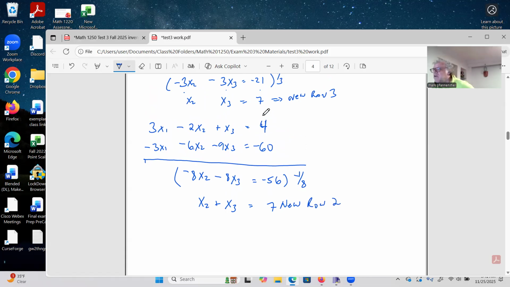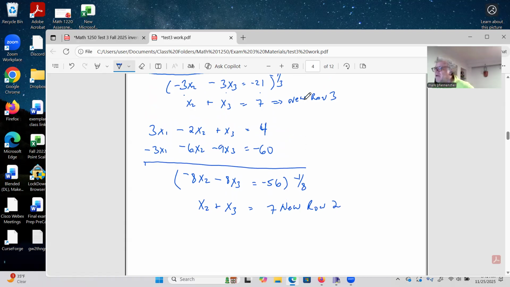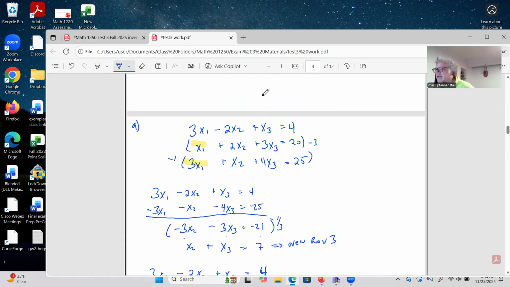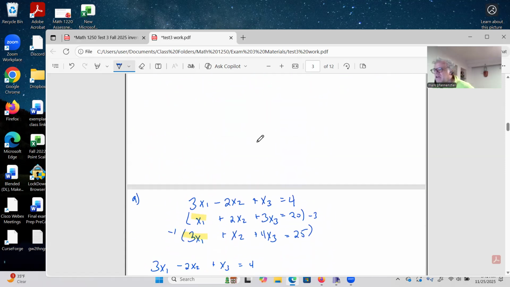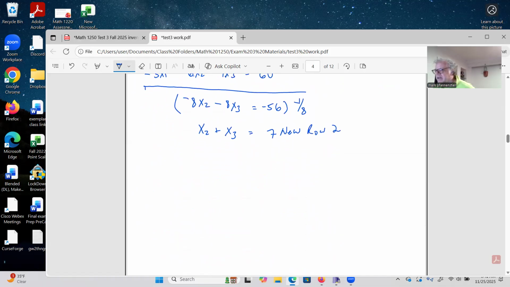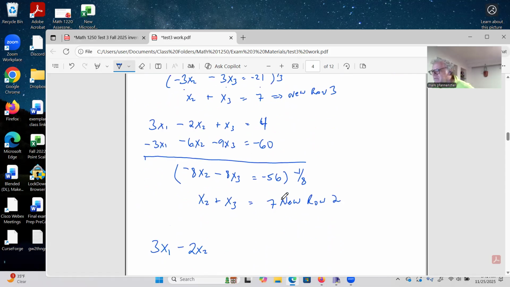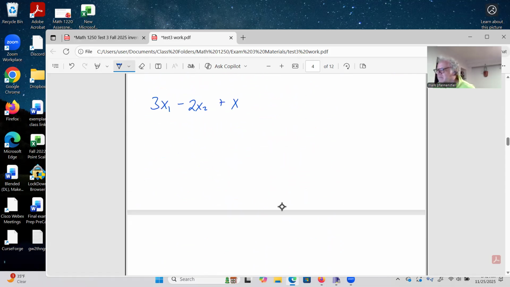And then what do you know? I'm looking at row 3, x2 plus x3 is equal to 7. We could regroup this stuff, but I don't think we really need that step. But I would say, okay, 3x1s. Let's just go ahead and do it that way. So we have 3x1s minus 2x2s. So I'm going to go down here. If we have 3x1 minus 2x2s, just looking at my first row here, plus x3 equals 4.